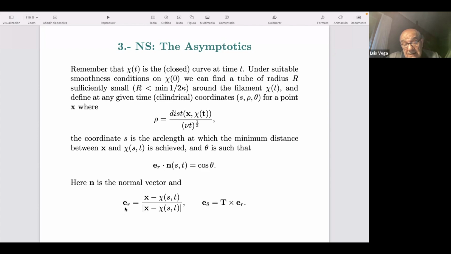One is the usual e_r and e_theta of cylindrical coordinates, where e_r is nothing but the position vector of x in the normal plane, and e_theta will be the rotation, which in this case is very easily written as the cross product of the tangent vector with e_r. And I will also introduce the normal and binormal vectors, saying that when I put everything in cylindrical coordinates, cosine of theta will mean the normal, and sine of theta will mean the binormal.